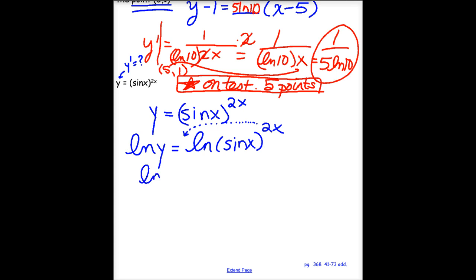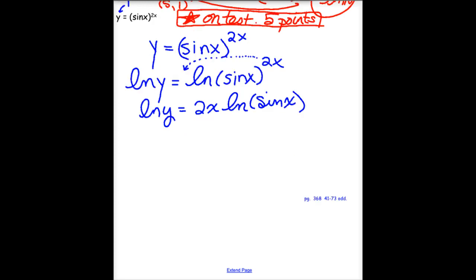And I'm going to have the natural log of my function is twice x times the natural log of sine x. Don't lose track of what I'm trying to do. I'm trying to find the derivative, and I've not even begun. All I've done is applied some logarithmic properties so I can get that exponent out of there.